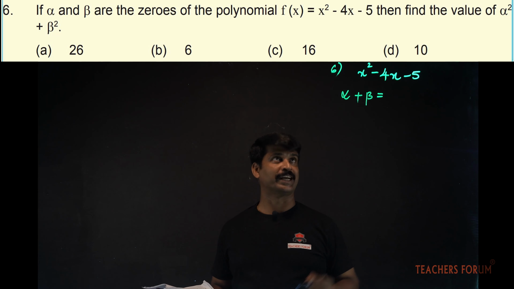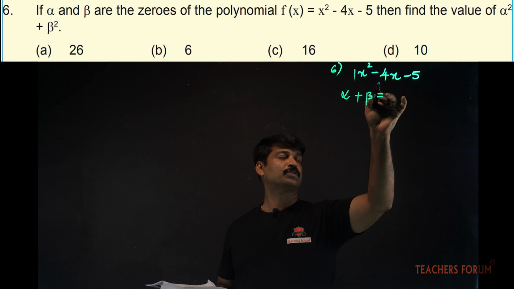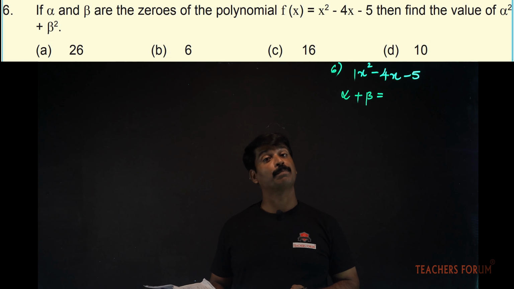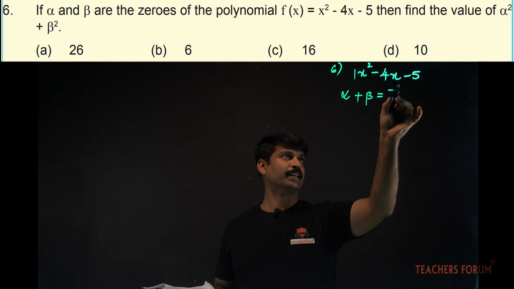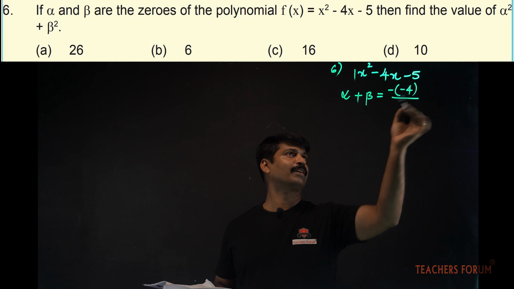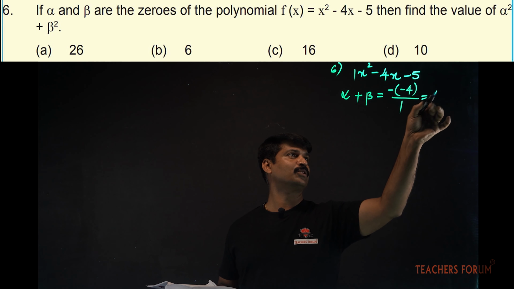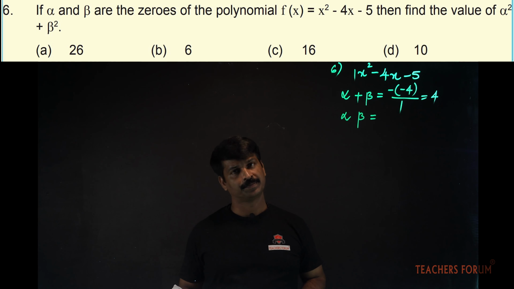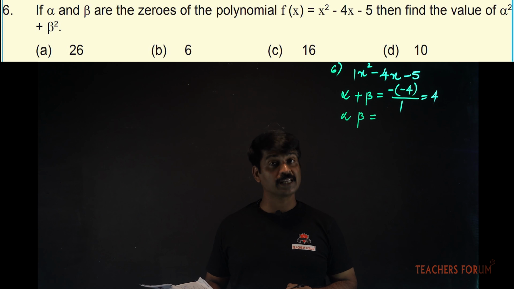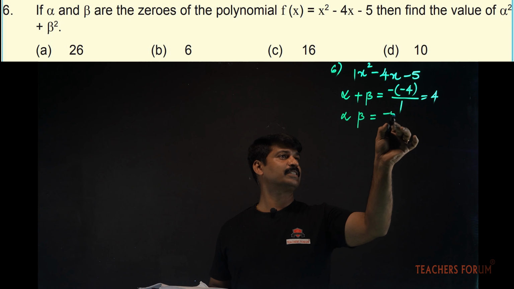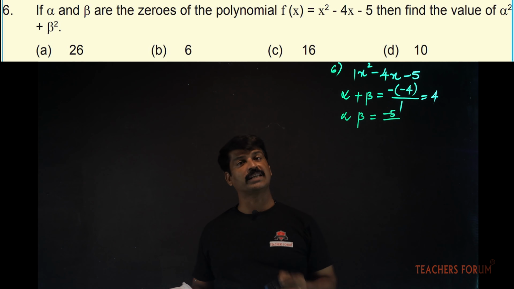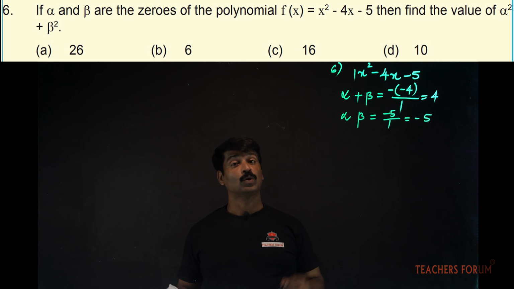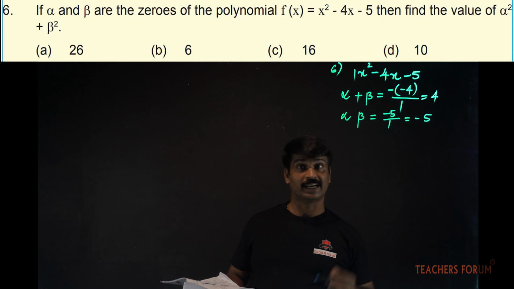Alpha plus beta is minus b by a. You know that. A is 1, b is minus 4, c is minus 5. So alpha plus beta is minus b by a, that is minus of minus 4 by 1, that is equal to 4. Let us find out what is alpha into beta. Alpha into beta is c by a. So what is c here? C is minus 5. What is a? 1. So that is equal to minus 5. So you got what is alpha plus beta and what is alpha into beta.